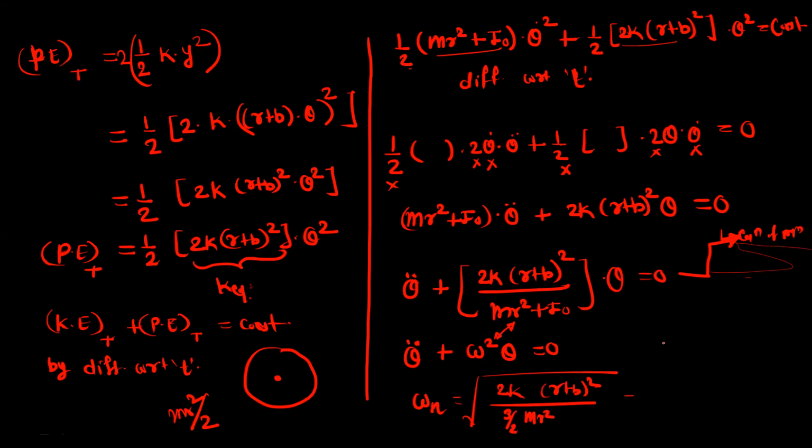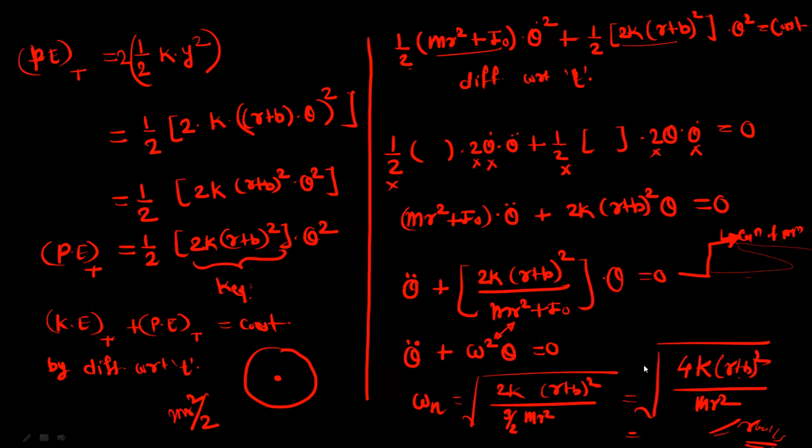Finally you will get the equation like this: 4k (r plus b) square upon 3 mr square. You can take this out of the square root as r plus b. So this is your final answer, and this is in rad per second. This is how you can find the natural frequency for this system by using the energy method.